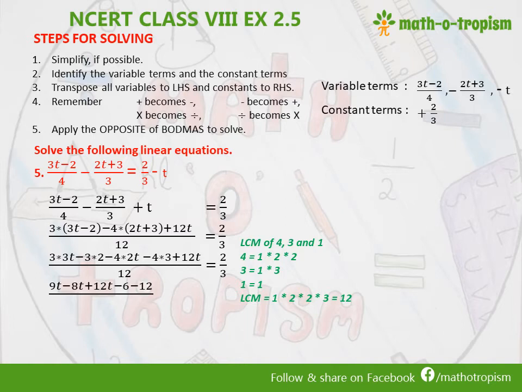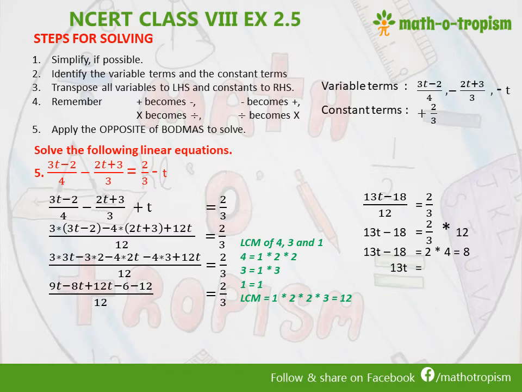So minus 8t plus 12t minus 6 minus 4, into 3 of 12 divided by 12, is 2 by 3. So when we simplify, it comes as 13t minus 18 by 12 is equal to 2 by 3. We take the 12 to the right hand side, so that becomes 13t minus 18 is equal to 2 by 3 into 12. That means it becomes 13t minus 18 is 2 into 4, which is equal to 8.